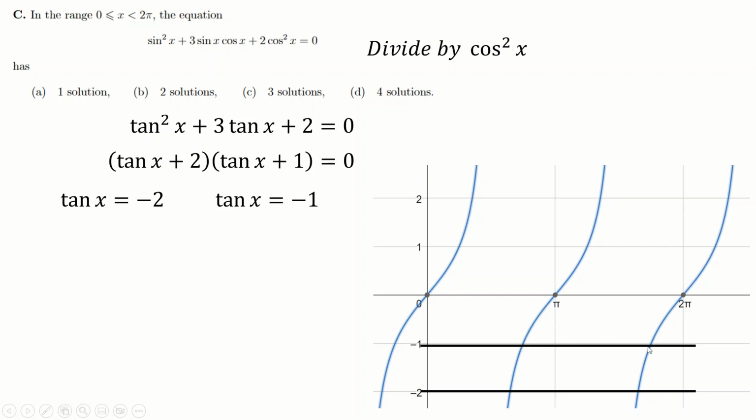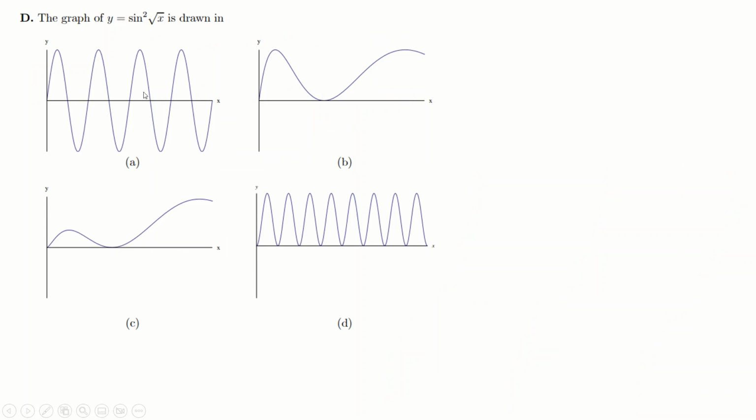Now, I do know where these are from exact values, but I don't care, because all I need to know is that there are 4 solutions in total, and so the answer is going to be 4. Good, D. So the first thing to say is this is sine of root x all squared.